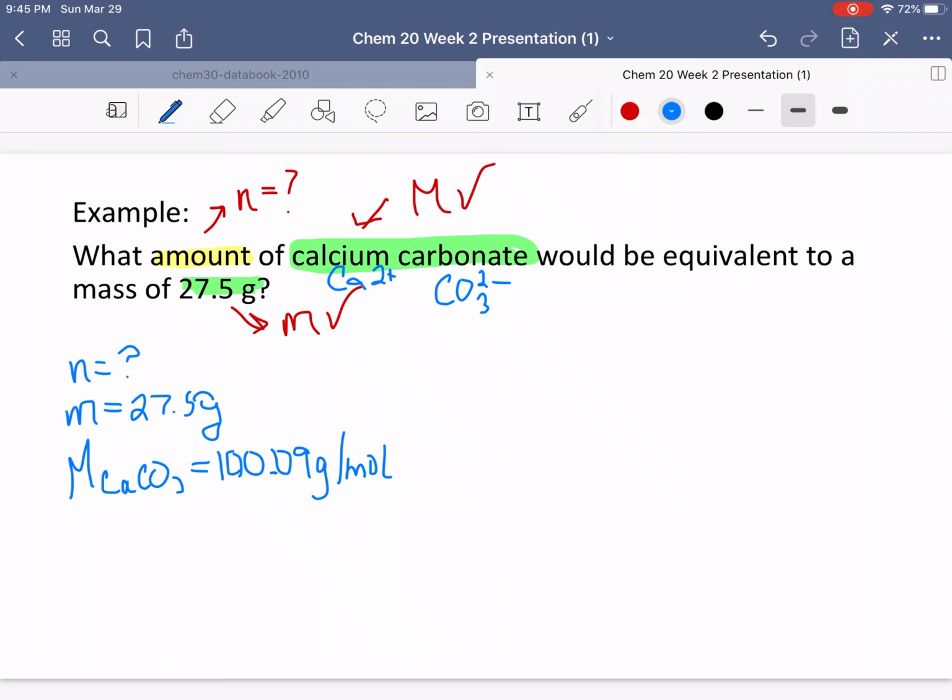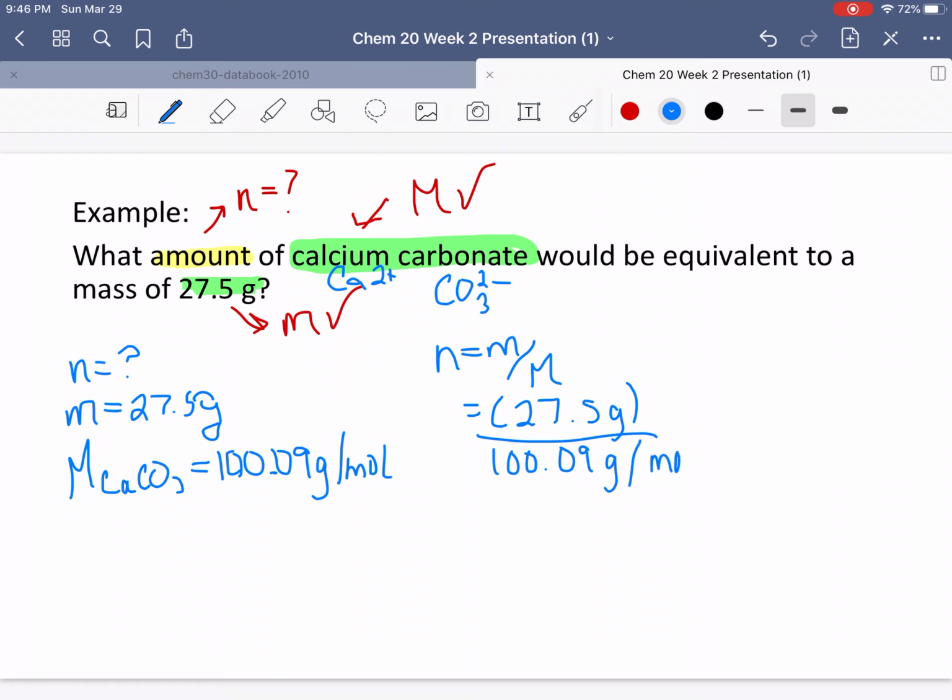Okay, moving on. Next step after your givens is, of course, write down your formula. N is equal to little m over big M. Plug in what you know. We have 27.5 grams. You must include units. It is an always habit, not a sometimes habit. Include it. Divided by 100.09 grams per mole. Look what happens. Grams cancels out. We're left with moles, which is exactly what we want.